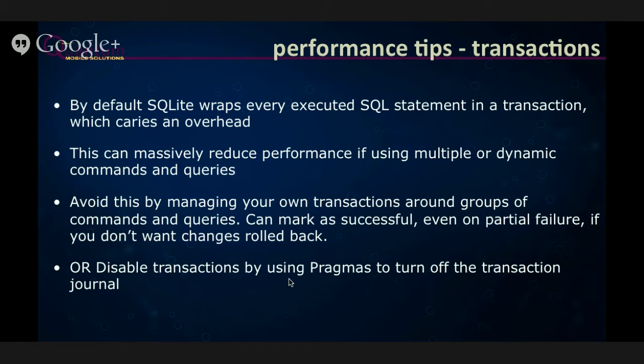Or there's actually an easier way. If you don't need transactions, you're like, yeah, this is just a pain. I don't want to be bothered by a transaction. You can turn them off by using a pragma statement that turns off the transaction journal. If you tell it not to use a transaction journal, it can't use transactions anymore, and it won't do that wrapping.